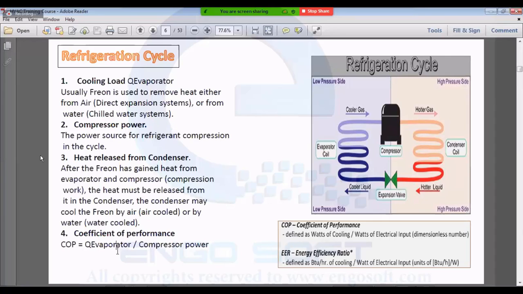So what is the price that I pay? What is the sacrifice that I have to make for the heat to go from the inside space to the outdoors? We use a compressor, right? So what I am gaining is the cooling load, which is the Q evaporator. What I'm paying for is the compressor power, right? Okay, so the coefficient of performance is the ratio of the Q evaporator to the compressor power.